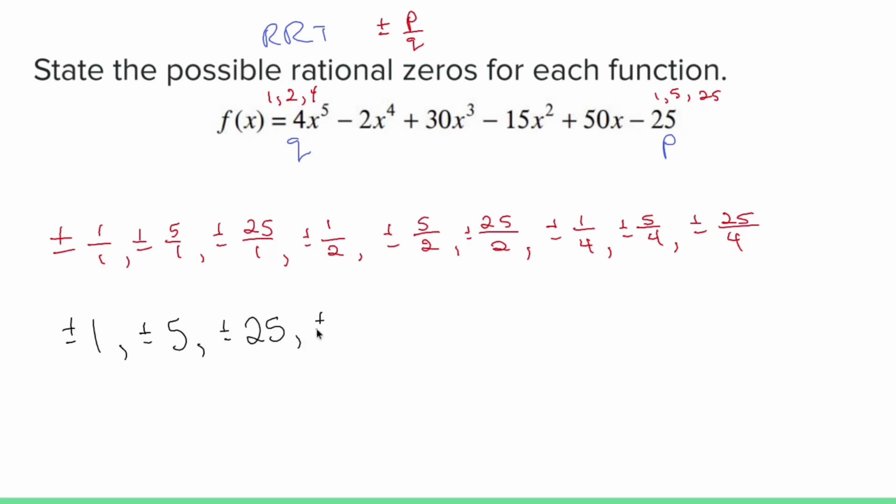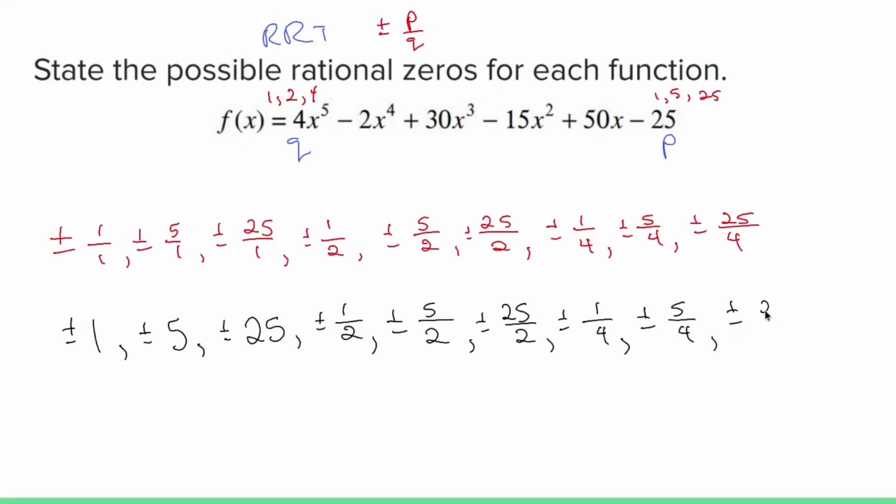So far no duplicates. Positive or negative 1/2. Positive or negative 5 halves. Positive or negative 25 halves. No duplicates yet. Positive or negative 1/4. Positive or negative 5 quarters. Positive or negative 25 quarters. No duplicates at all. Okay? 18 possible options. Ugh.